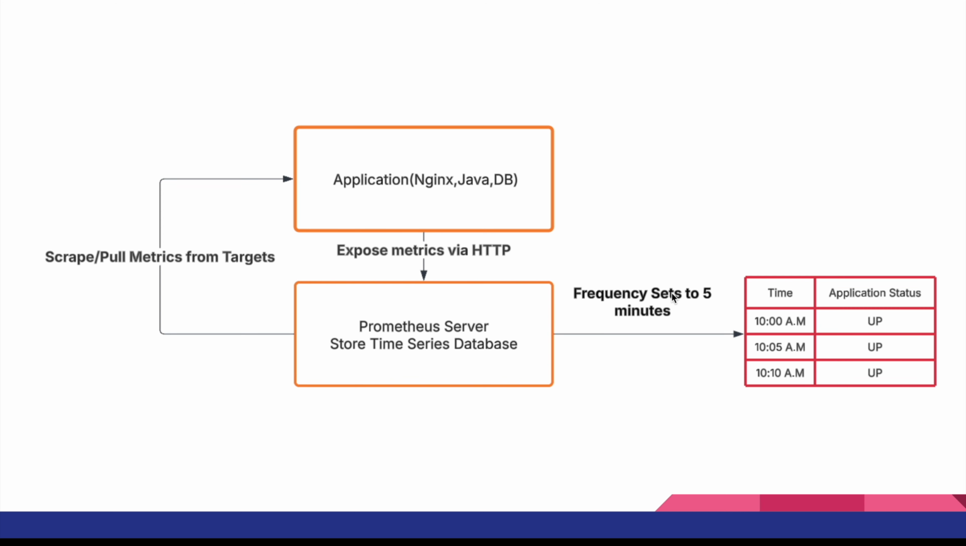In this diagram, I have shown that frequency set to 5 minutes. So Prometheus is pulling the metrics every 5 minutes and checking if it is up or down based on whatever the metric is. So this is how Prometheus monitors or gets the metrics of your application. You can monitor the CPU utilization, memory utilization, latency, error rates, anything. You can just get the data in Prometheus using this approach.